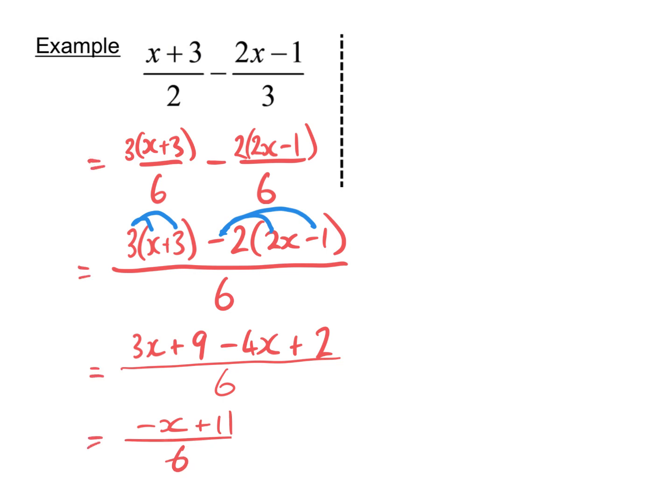Again, the most important thing to remember here is don't try and multiply out the brackets until you've put it together as one fraction. Otherwise, this negative can sometimes get a bit lost, and people forget that they're multiplying by negative 2 rather than just 2. So always bring it together before you multiply out the brackets and simplify.